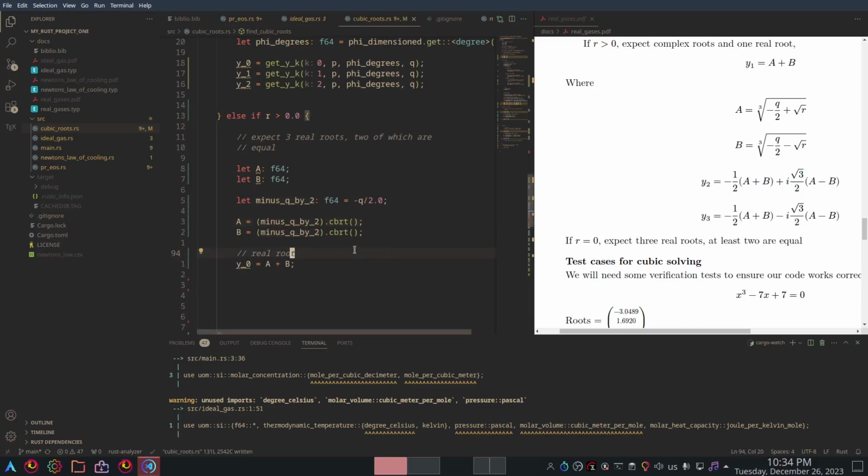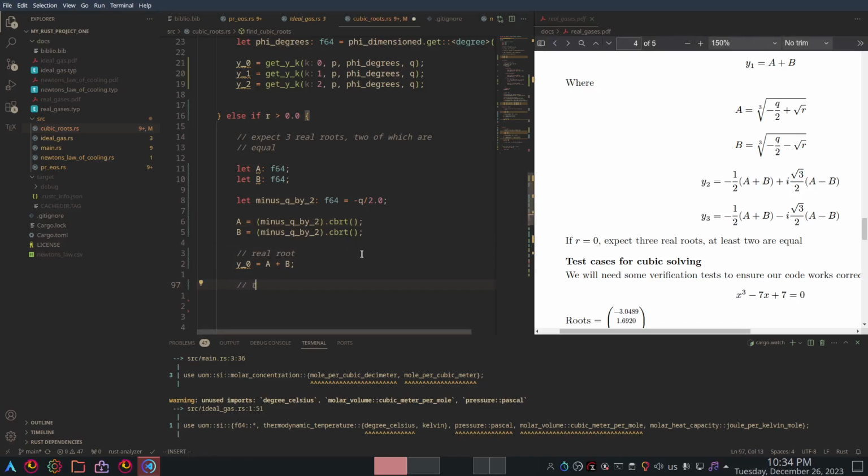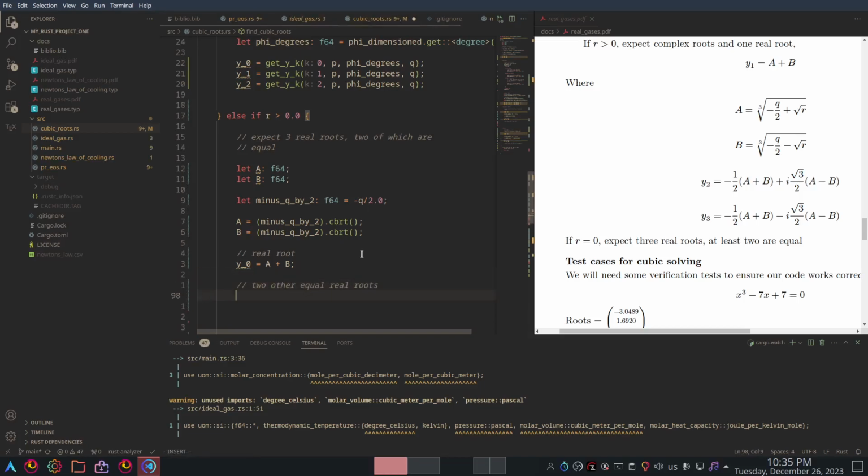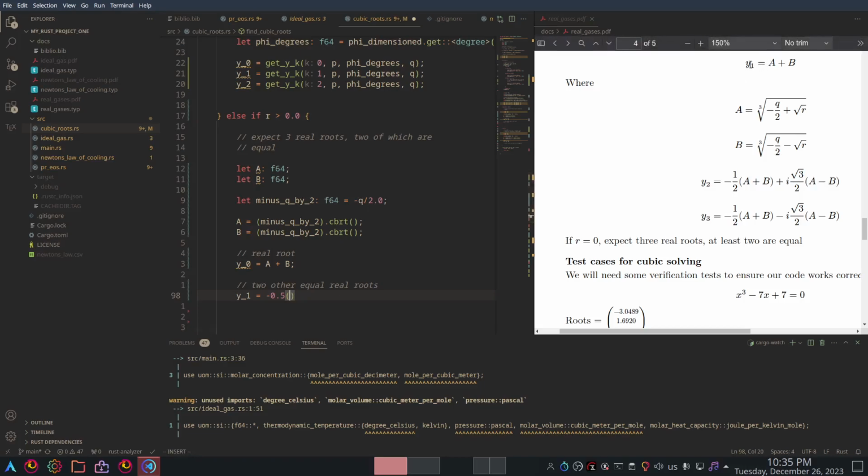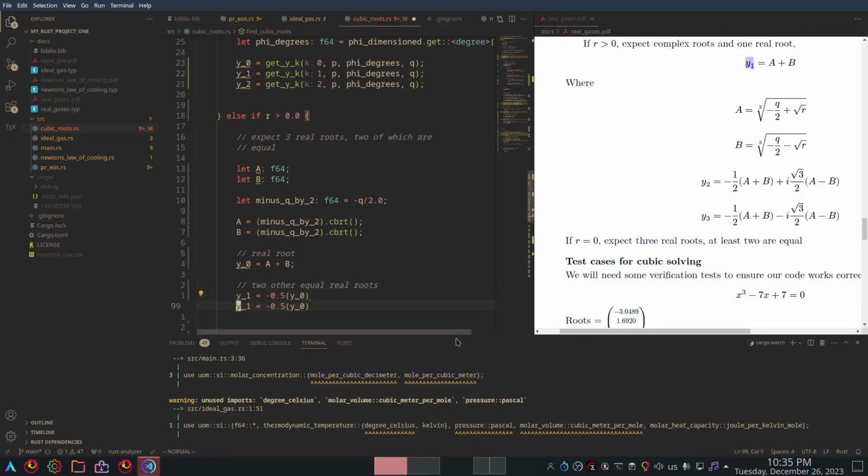So let's see. The first real root is just a plus b. The other two equal real roots, what are they? Minus half a plus b and minus half a plus b. So y1 equals to minus 0.5. And what's a plus b? A plus b is just the y0. Yeah, over here I use y1, but it's actually y0. So maybe later I can change the nomenclature. All right, so these are the two equal roots.